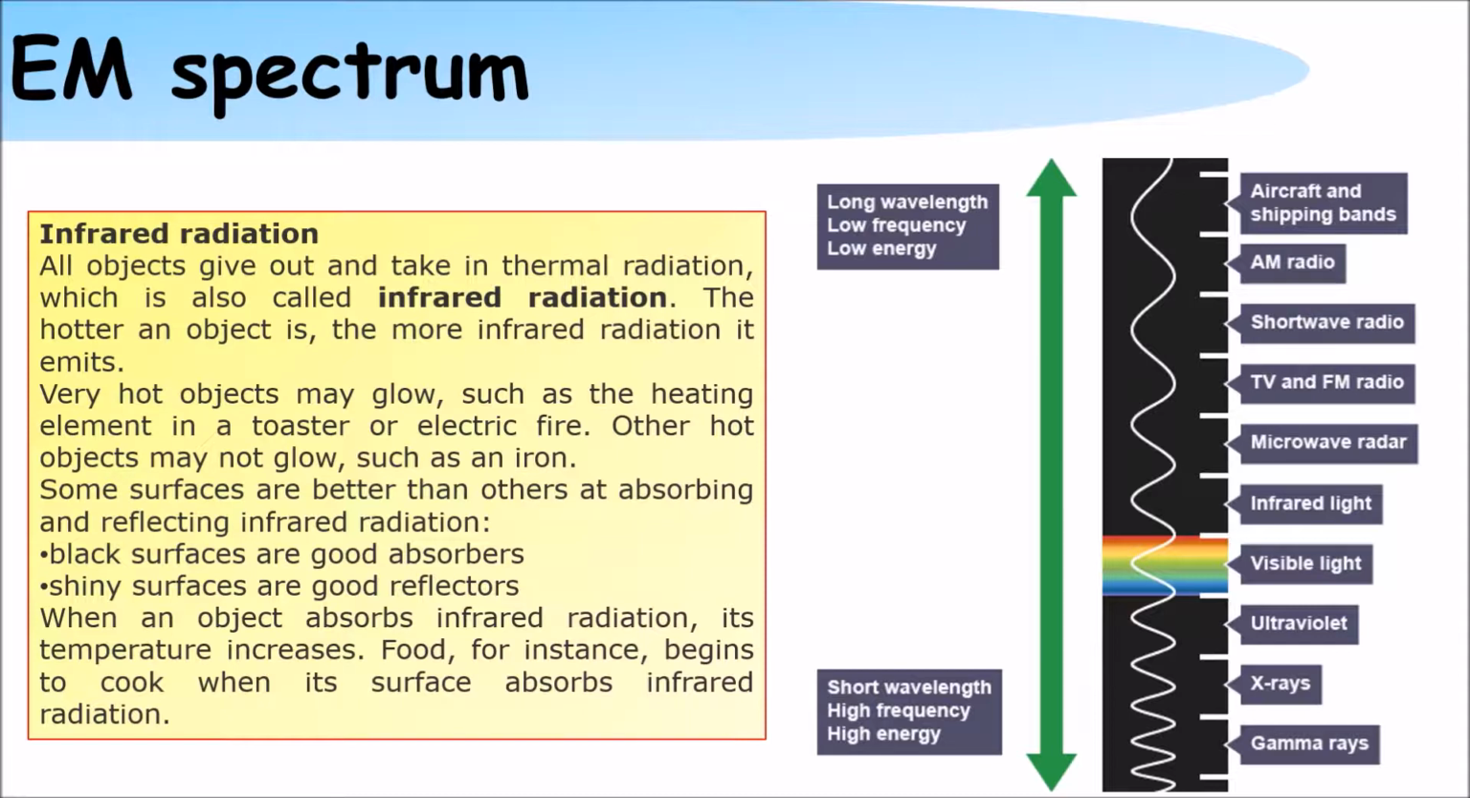Some surfaces are better than others at absorbing and reflecting infrared radiation. Black surfaces are good absorbers. Shiny surfaces are good reflectors. When an object absorbs infrared radiation, its temperature increases.